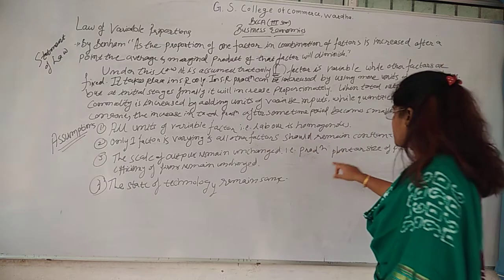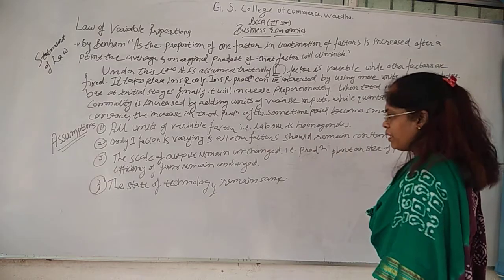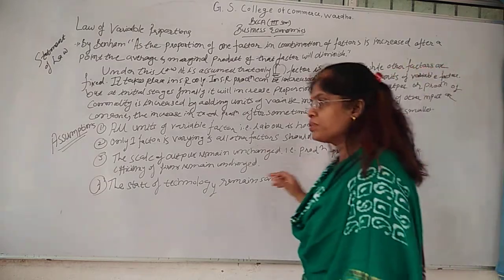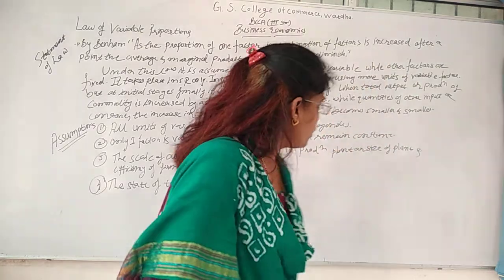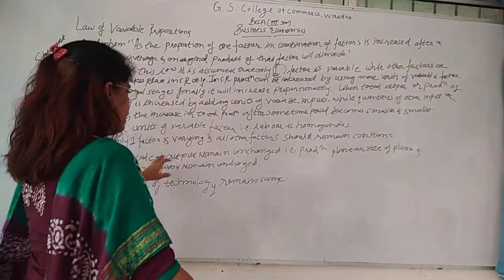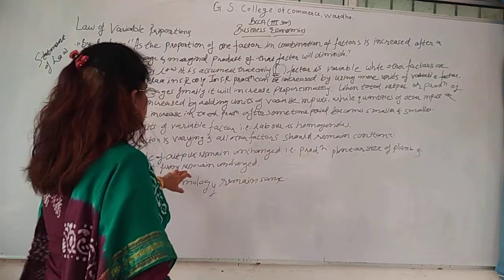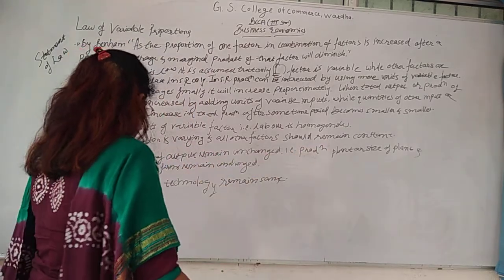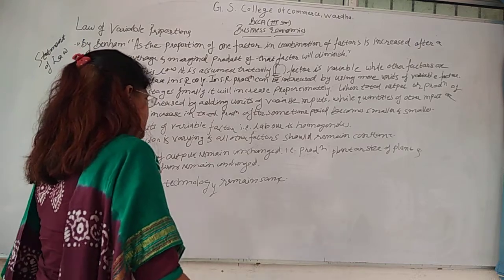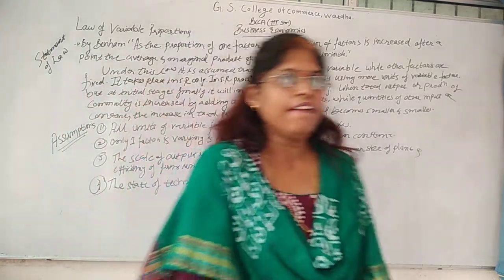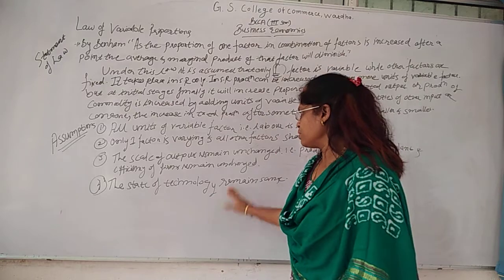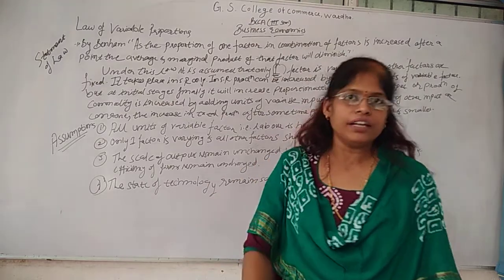That is, the production plant or size of a plant and the efficiency of the firms remain unchanged. Means the size of the plant remains unchanged. Production plant size and plant efficiency of the firms remain unchanged. Then what is the last point? The state of technology remains the same. See, this is a very important assumption. These last 2 assumptions are very important.